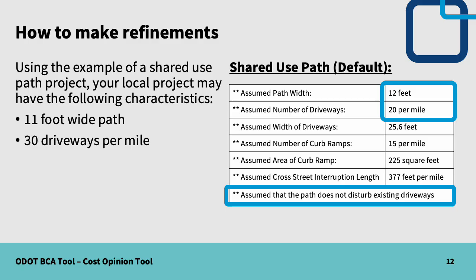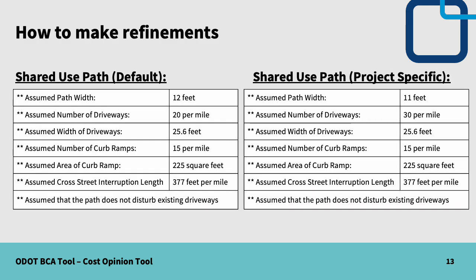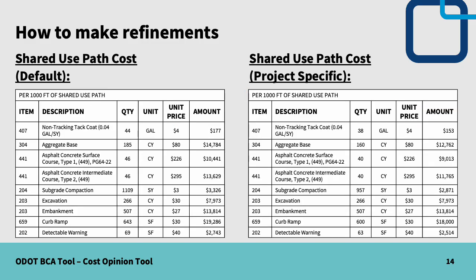This means that increasing the number of driveways will decrease the amount of path we need to construct. You can change any of the assumption values by replacing the default value. Changing the assumption values will change the quantities for the relevant line item. So, for our example project, we will change the path width to 11 feet and the number of driveways per mile to 30. Once these values are changed, the calculations that rely on these values will automatically update.